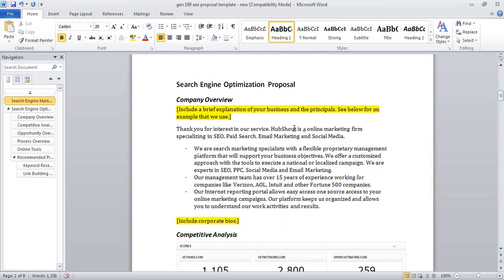Okay, I always like to start with basically a company overview. I think it's important to talk about your background, the people that work at the company, and what services you provide. So I'm using, in this case, one that we use here at HubShout, where we talk about that we're an online marketing firm and that we specialize in SEO, paid search, email marketing, and social media.